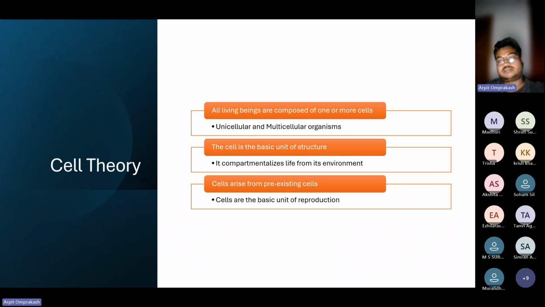And the third thing is that cells arise from pre-existing cells. So cells are the basic units of reproduction. A cell cannot arise from nothing. A cell tends to arise from another cell that was present before it.